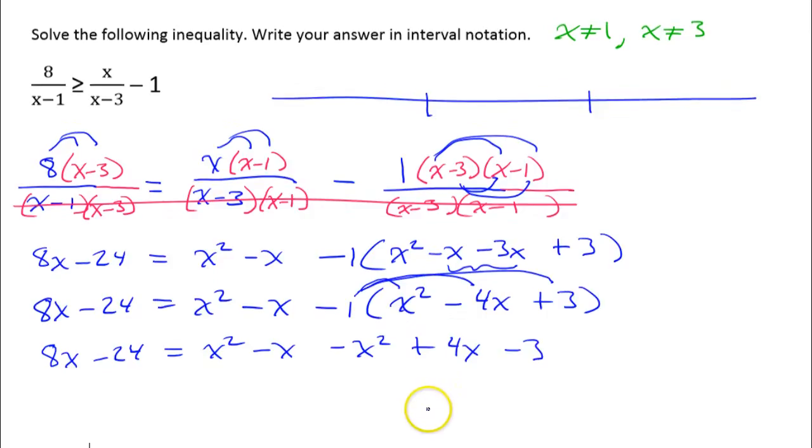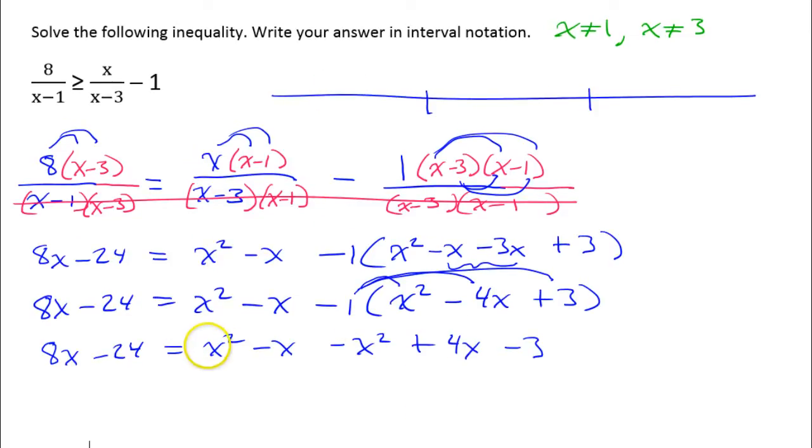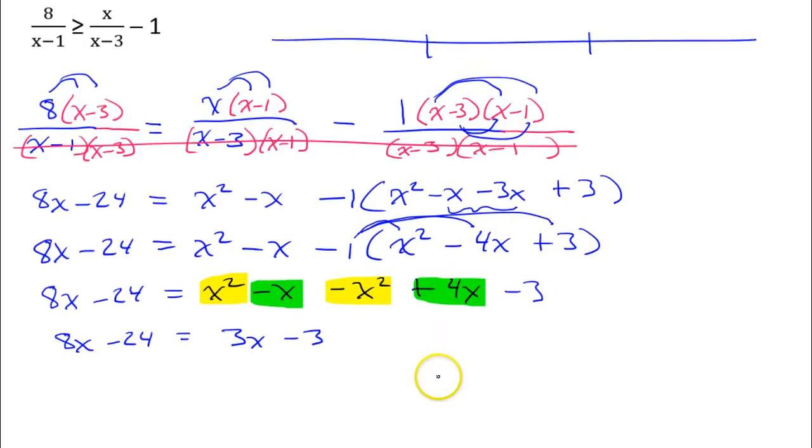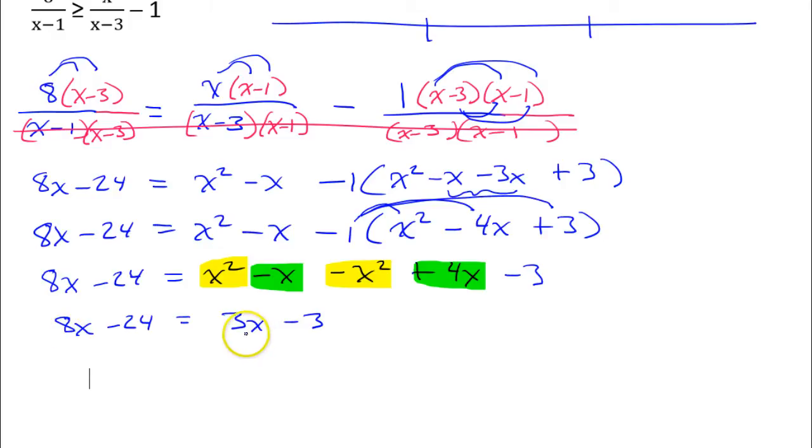Alright, I'm looking for like terms to combine. I'm seeing this x squared and this negative x squared. They cancel each other out completely. I'm seeing the negative x and the positive 4x. That's going to make positive 3x. So I'll have 8x minus 24 is equal to 3x, and then the minus 3 comes down. I only see one kind of x, just a plain x, no x squared. So I'm not going to get 0 on one side. Instead, I will get my x's on the left and my constants on the right.